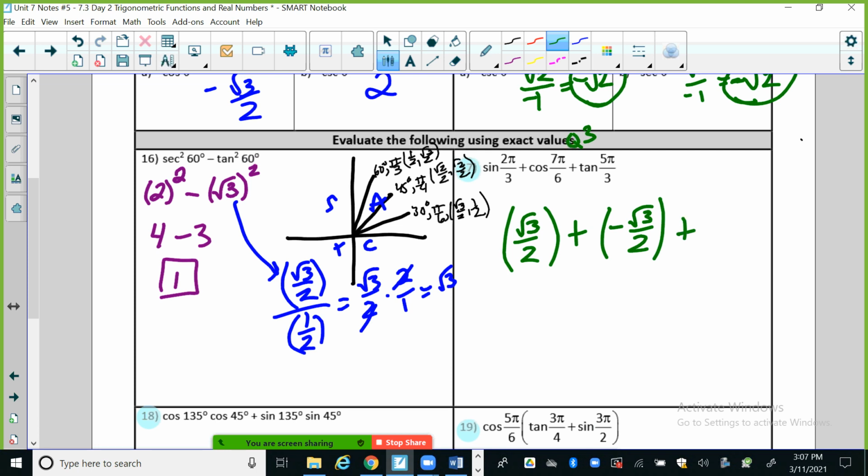Plus tangent of 5 pi over 3. 5 pi over 3 is in quadrant 4. So in quadrant 4, tangent is negative. So looking at our reference angle, pi over 3, tangent is sine over cosine, which, we did that work in the last example, square root of 3, but again, negative because we're in quadrant 4. So now we add square root 3 over 2 plus negative square root 3 over 2 is 0. So we're left with negative square root 3.